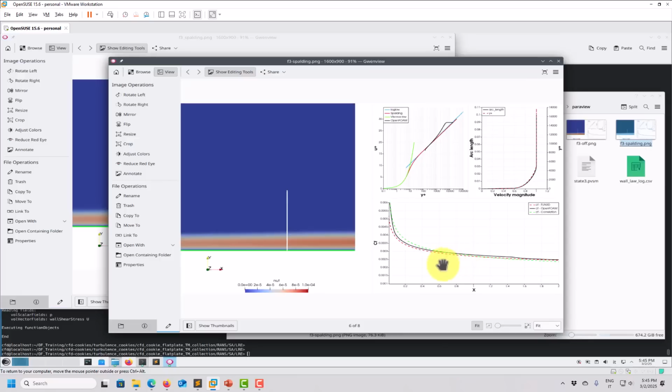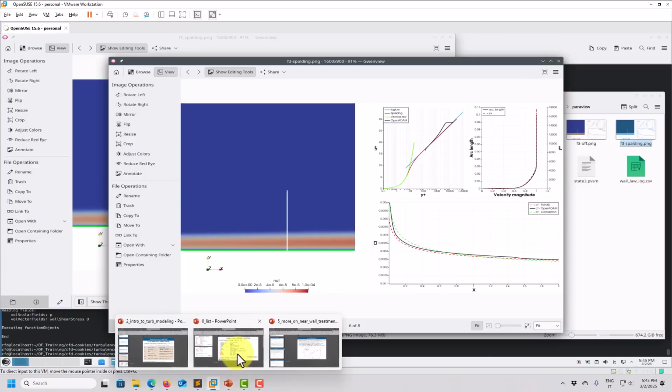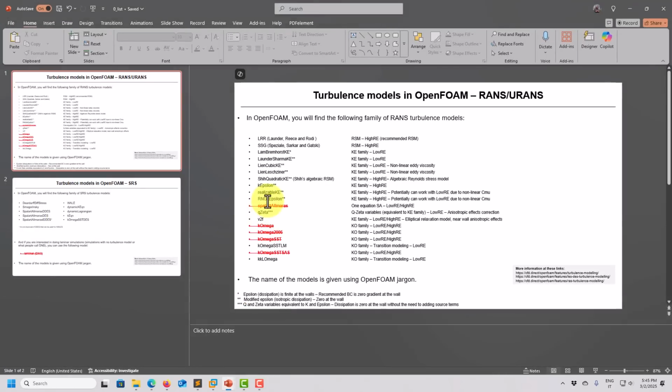And now in the next videos, we are going to move to another family of models, which is the K epsilon. There are many variants of the K epsilon. We already covered some here, and with all this family of models, we're going to start to talk about this. These two are also classified in the K epsilon family of models.